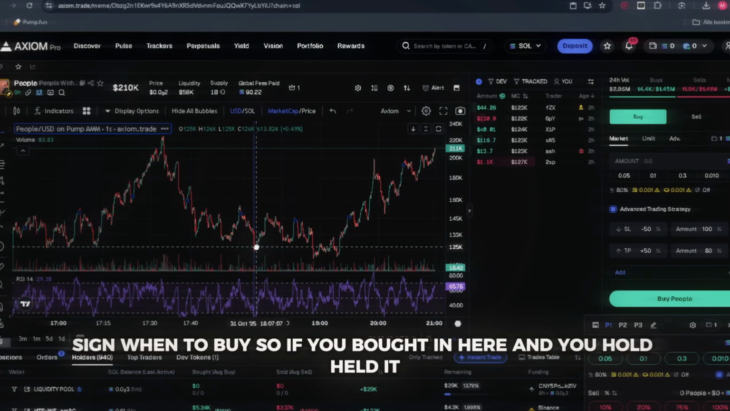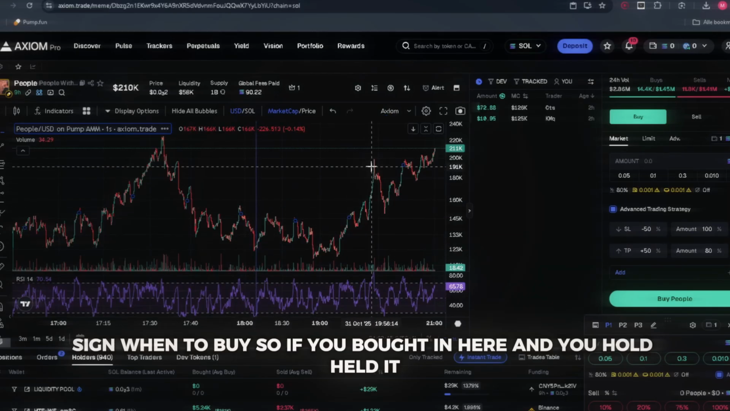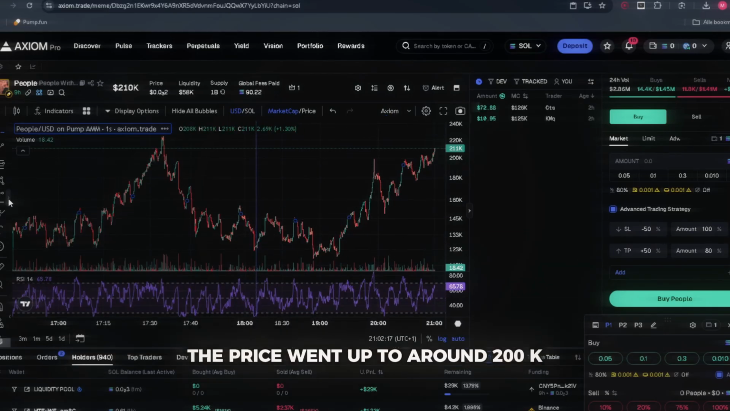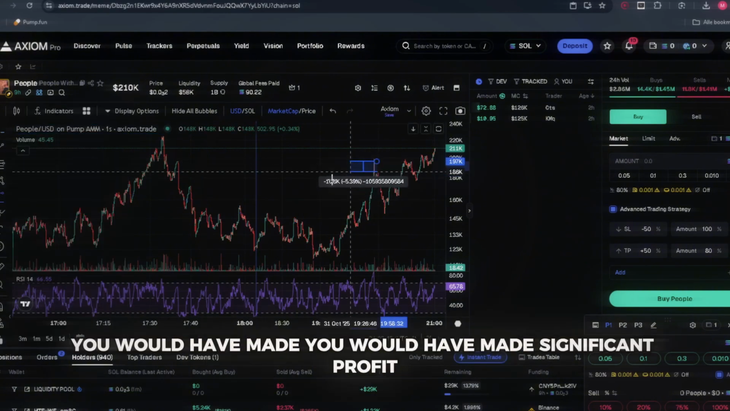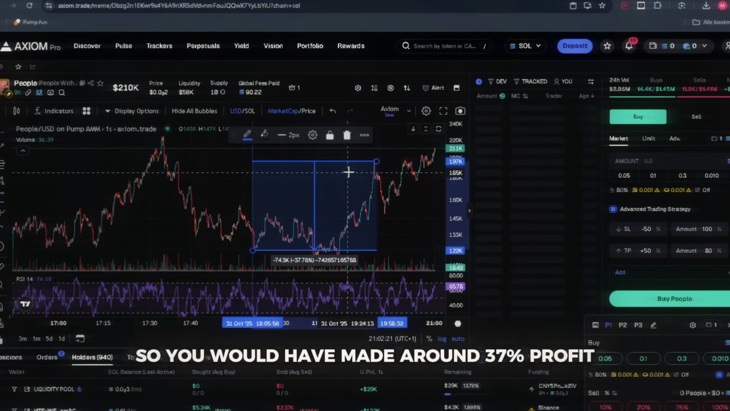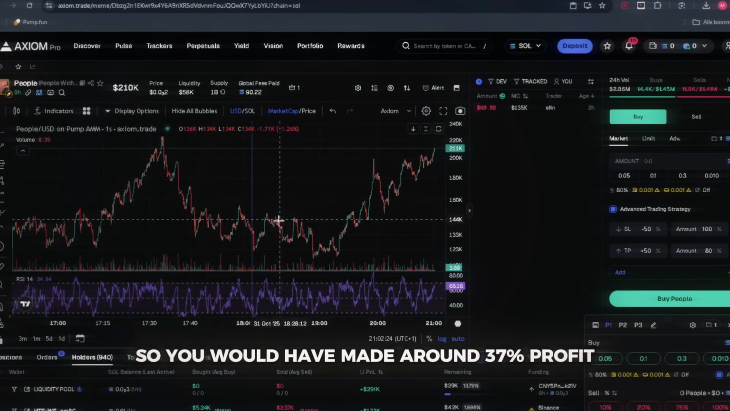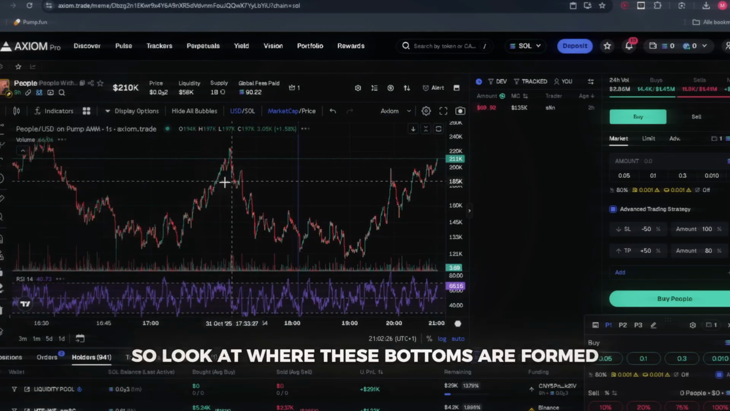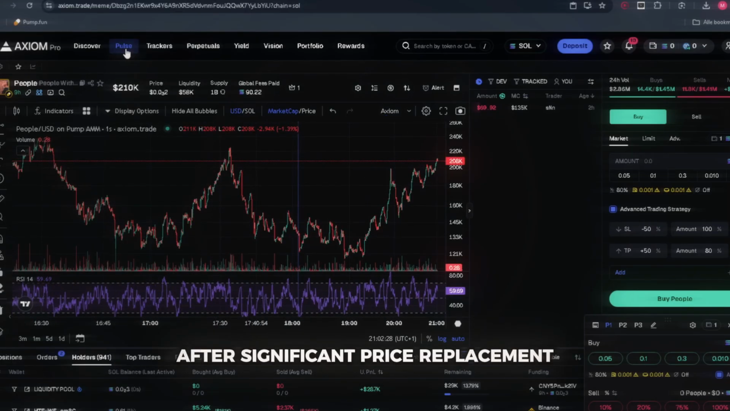sign when to buy. So if you bought in here and you held it, the price went up to around 200k, you would have made significant profit. So you would have made around 37% profit. So look at where these bottoms are formed after a significant price retracement.